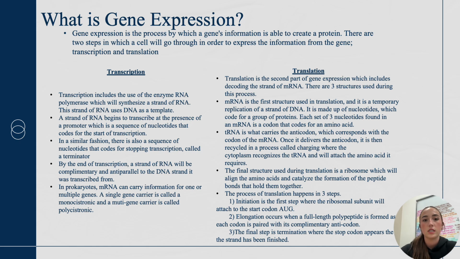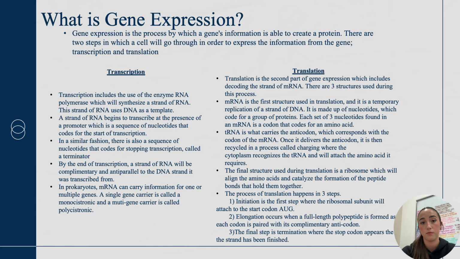Transcription is the first step, which is the use of the enzyme RNA polymerase, which will synthesize RNA, and a strand of DNA will be used as a template in order to make the RNA. A strand of RNA begins to transcribe at the presence of a promoter, which is the sequence of nucleotides that codes for the start of transcription. In a similar fashion, there's also a sequence of nucleotides that codes for stopping transcription called a terminator.